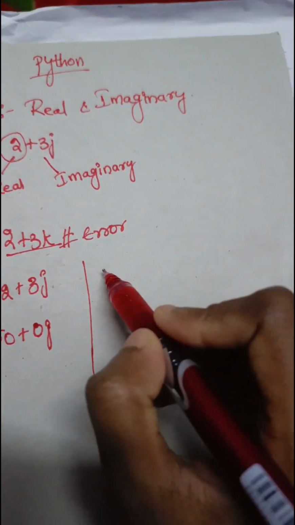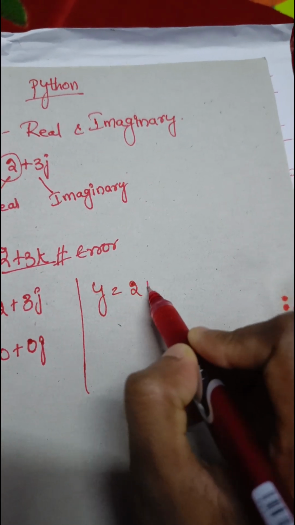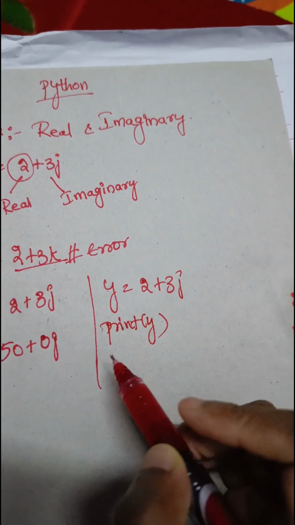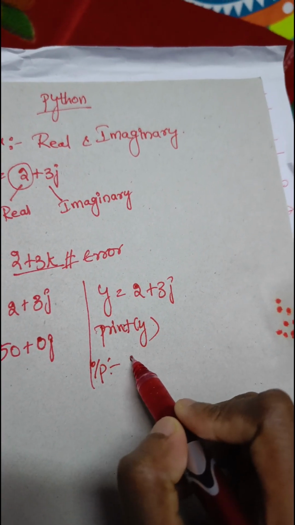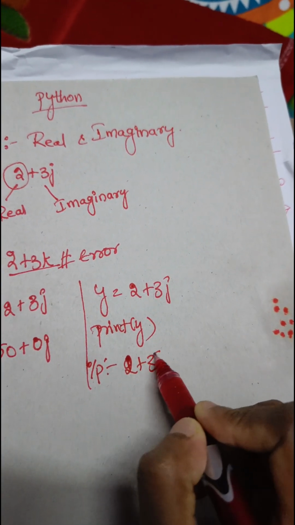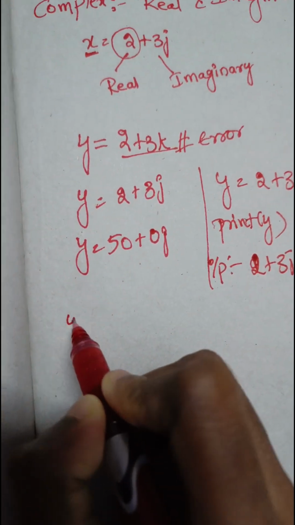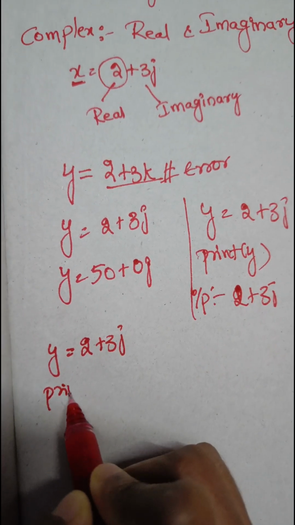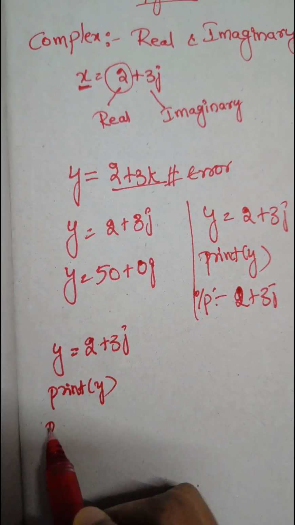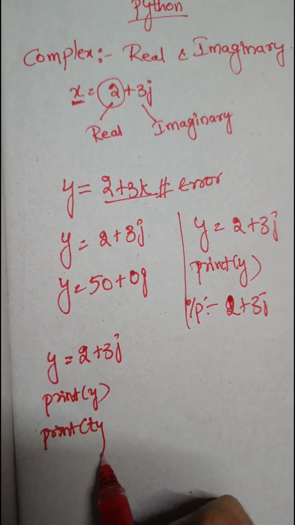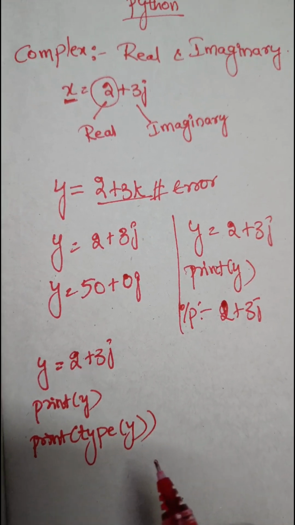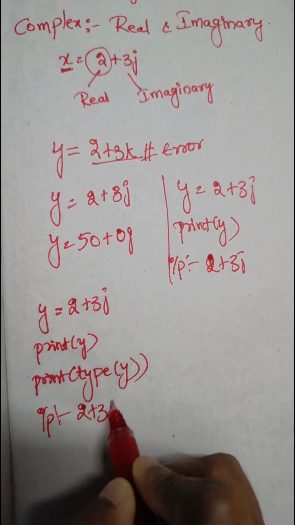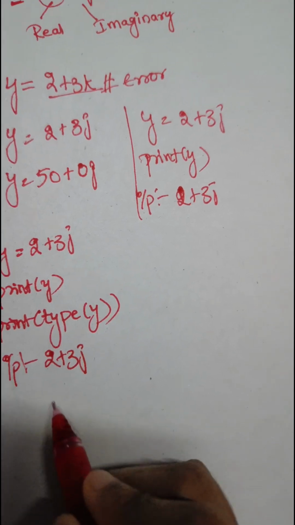Now let us move to an example. Now see here, y equals 2 plus 3j, print of y. So what will be your output? Your output is 2 plus 3j. Now suppose it is y equals 2 plus 3j, print of y, print of type of y. So now what will be the output? See here, 2 plus 3j will be printed because we gave y here, so that is the reason.